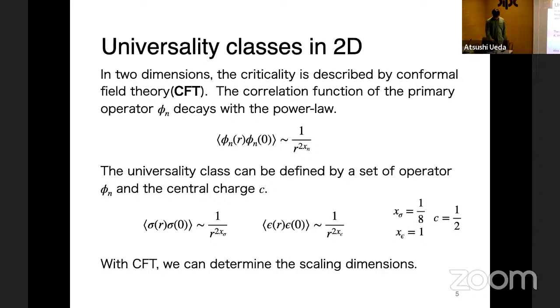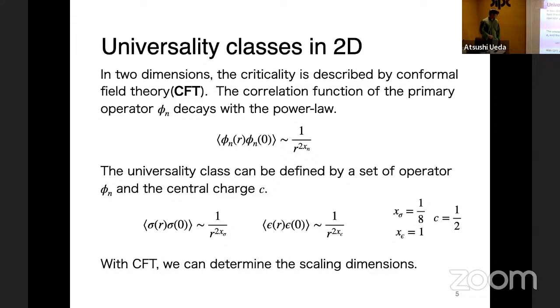For now, I was talking about general dimensions, but today we are going to talk about two dimensions, because in two dimensions, a theory called conformal field theory places a strong constraint on the theory. In this conformal field theory, there are operators, and the correlation function of the primary operators decays with a power law. We denote its scaling dimension as x_n.